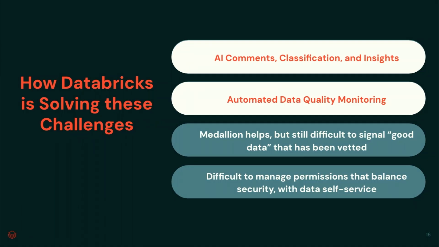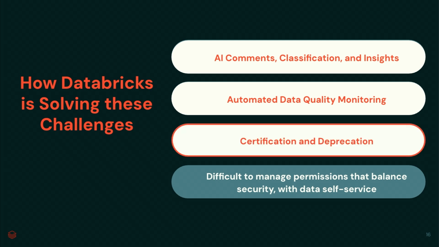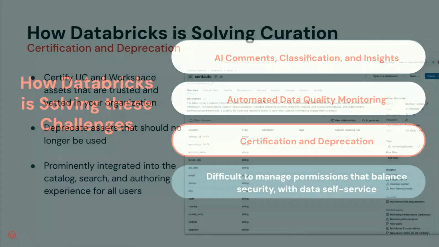Another common challenge that we hear from customers is that while medallion architecture allows you to separate data by refinement levels, it's still not really clear exactly which data sets are truly vetted and ready for broad consumption. To address this, we are introducing certification and deprecation, features designed to improve the signal-to-noise ratio and make it easier to highlight trusted data and flag outdated or unreliable assets.